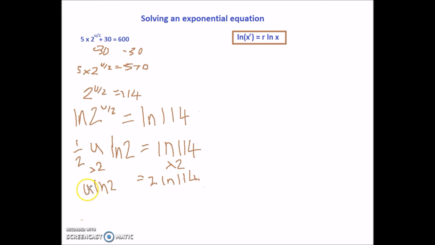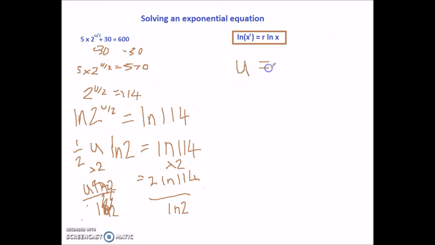Finally, what we need to do is we have u multiplied by the natural log of 2 over here, but we only want u. So we just divide by everything that we don't want. So we divide both sides by the natural log of 2. And what that will do is it will clear what's on this side of the equation. It will just leave us with u, because ultimately these will just cancel out. So you will be left with u is equal to.